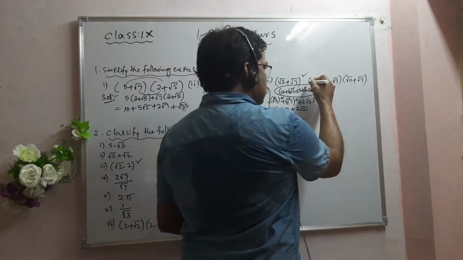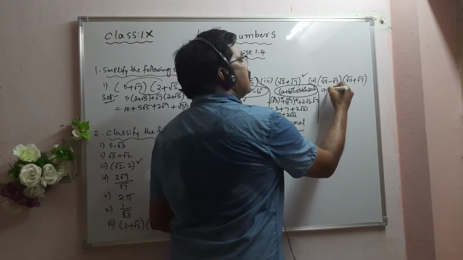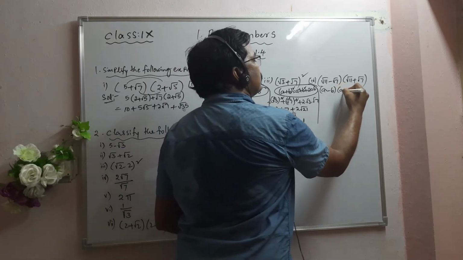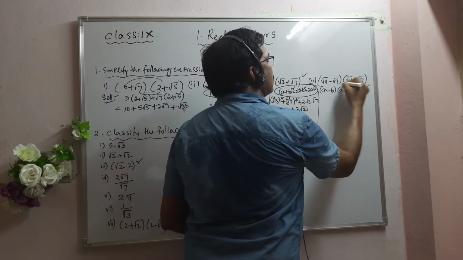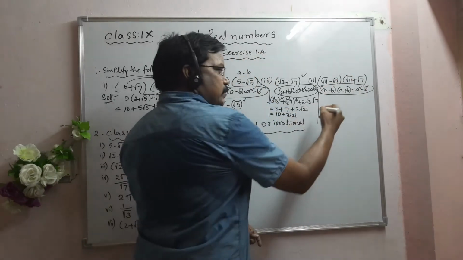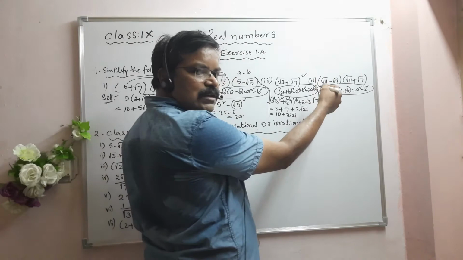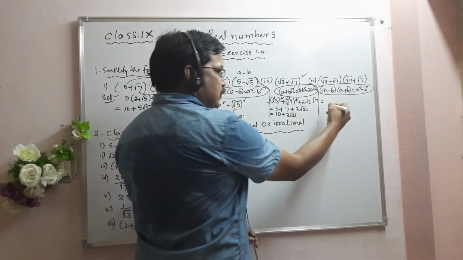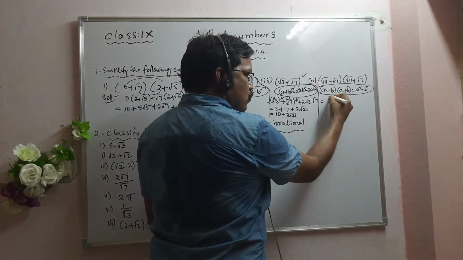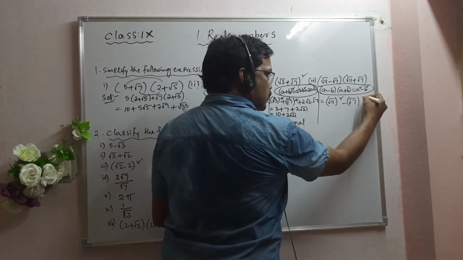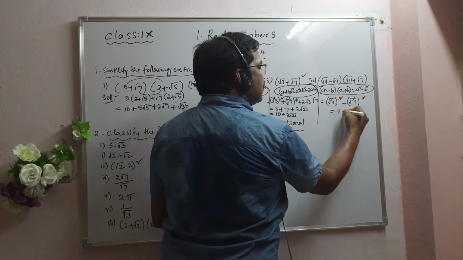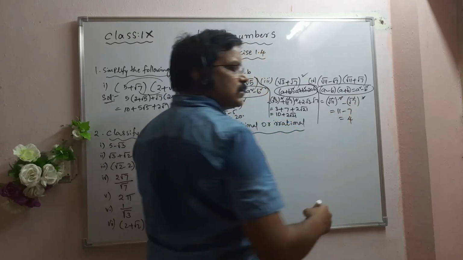So this is another simple sum. A minus b times a plus b. So this is a square minus b square. So that means where a is equal to root 11 and b is equal to root 7. That means root 11 whole square minus root 7 whole square. So square root cancel. That 11 minus 7 is equal to 4.